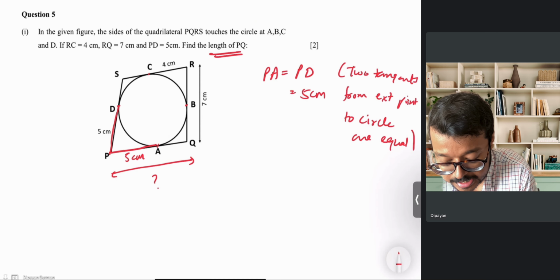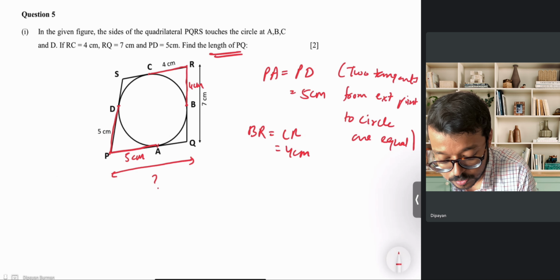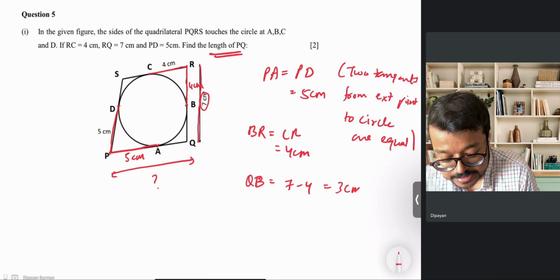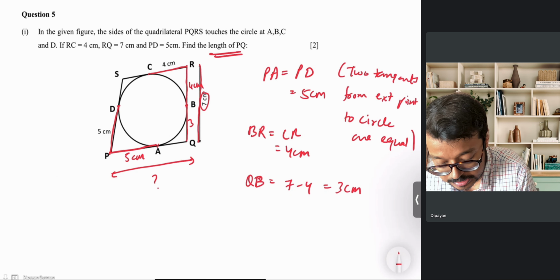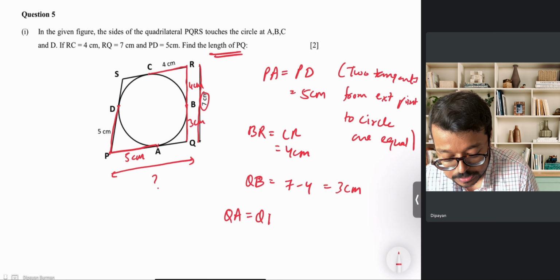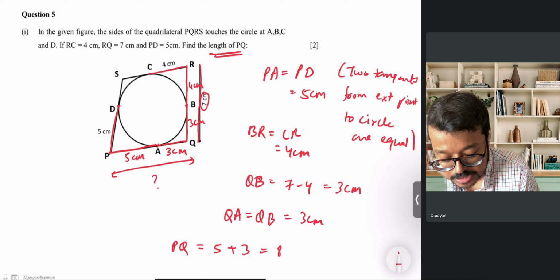And similarly, I have the tangents CR and BR. So they will be equal. So I will say that BR equal to CR equal to 4 centimeter. Now, entire length of QR is given as 7 centimeter. Therefore, QB I can say is 7 minus 4, which is 3 centimeter. QB is 3 centimeter. Now QB is same as QA. QA equal to QB equal to 3 centimeter. Therefore, the length of PQ will be 5 plus 3, which is 8 centimeter.